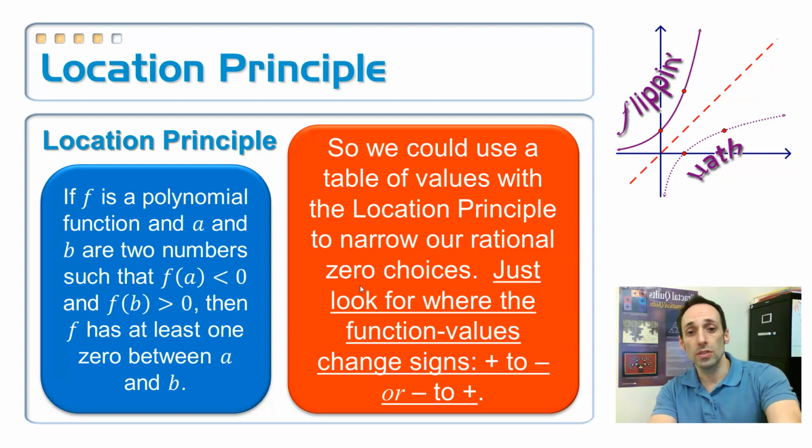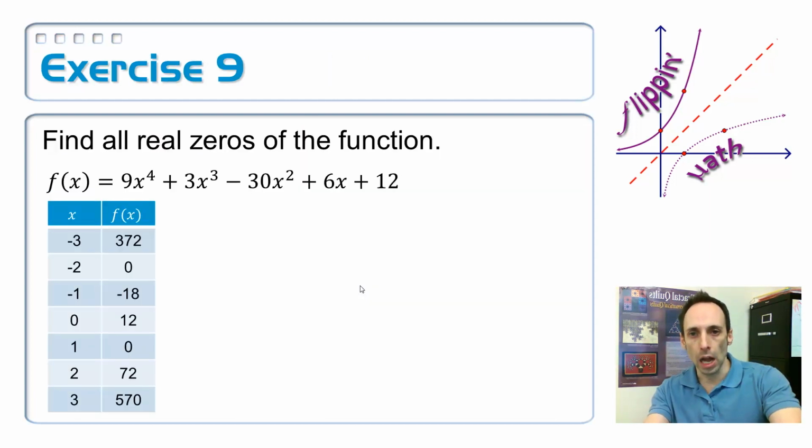And I'm looking to see where the y values, the function values, change from positive to negative or negative to positive. You're looking for a sign change. If it changes from positive to negative or negative to positive, there has to be a 0 in between those two x values. All right? So let's practice that right here.